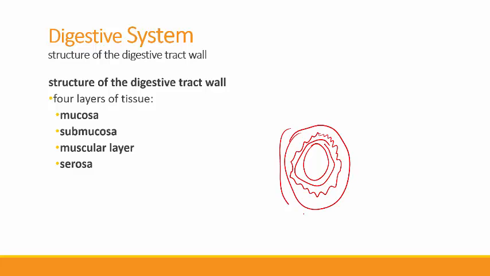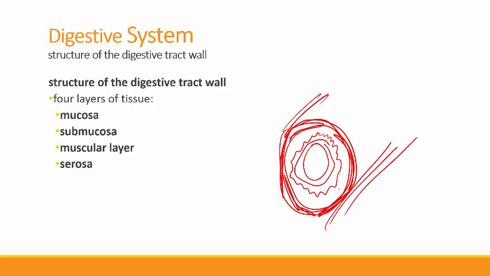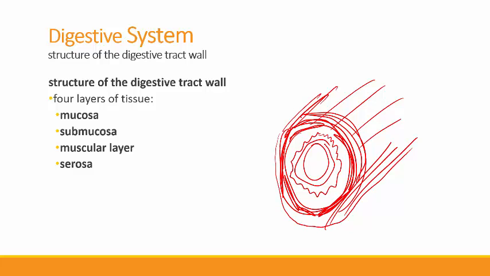Then there's a very strong, thick muscular layer of both circular muscle and of muscle that runs the length of the tube as well. So we've got circular and longitudinal muscles here in the muscular layer. And then finally, covering the whole thing is a very fine, thin sheet of serosa. These are the serous membranes that surround the exterior of the digestive tract in the abdominopelvic cavity.